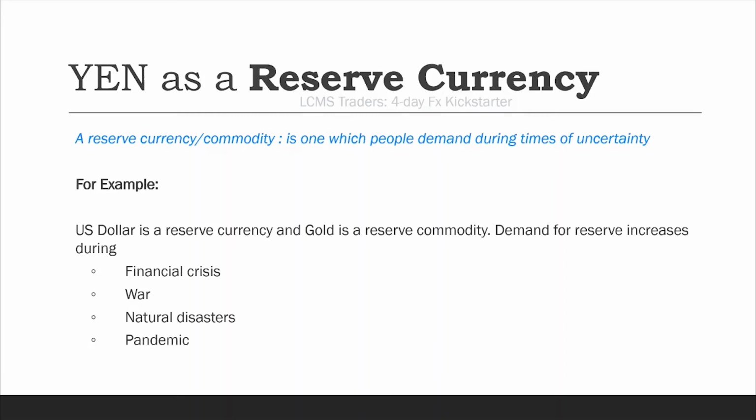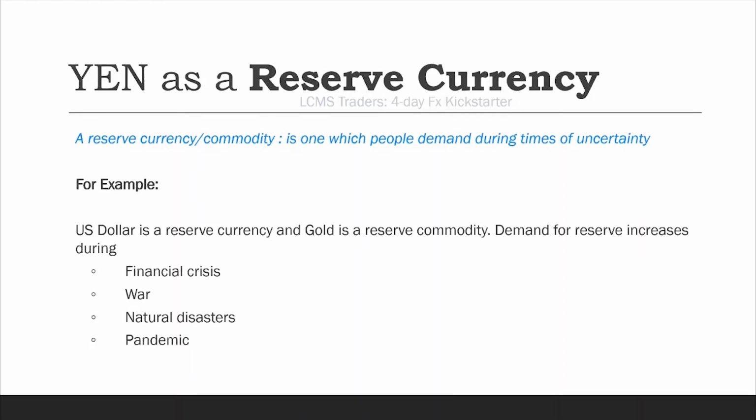Gold is a reserve commodity. Yen, as we have up there, is a reserve currency. Sometimes the Swiss franc is also a reserve currency. Reserve currencies and reserve commodities are in demand in times of uncertainty. Demand for reserve increases during situations such as financial crisis. The best example was the most recent one, the GFC, where financial markets were crashing.